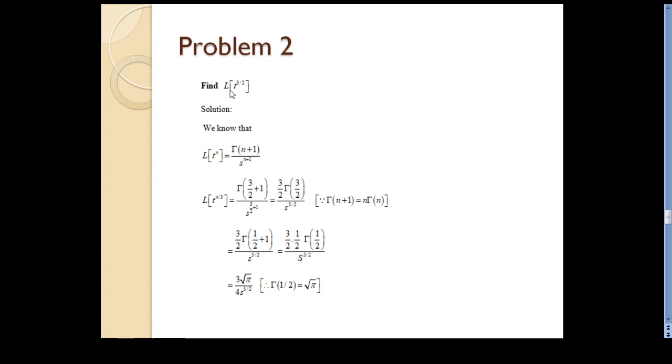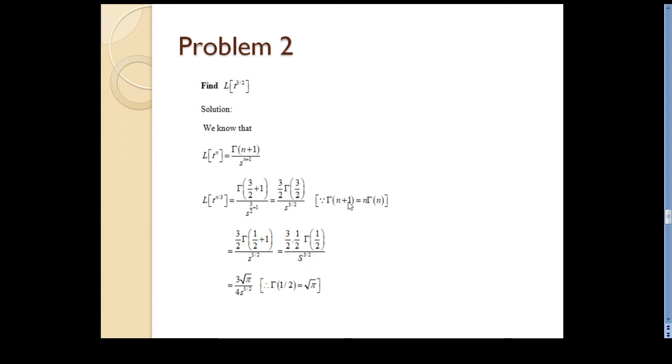Problem 2. Find L of t power 3 by 2. Now the power is in fraction, so we will take the L of t power n formula, gamma of n plus 1 divided by s power n plus 1, where in the place of n you have 3 by 2. That is gamma of 3 by 2 plus 1 divided by s power 3 by 2 plus 1, where n equal to 3 by 2.